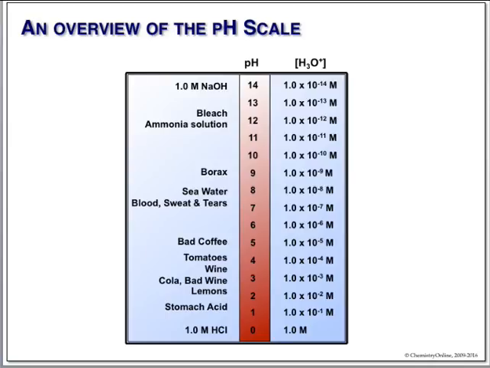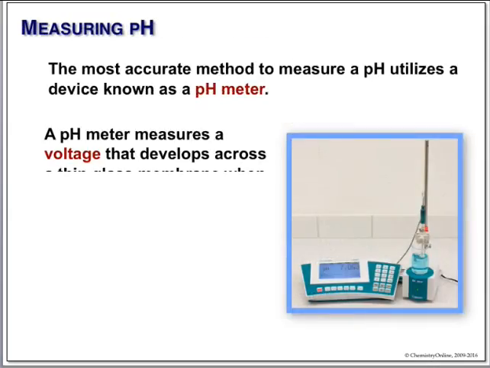Down here we have bad coffee, a little over 5. Cheap red wine is around 3. Stomach acid, amazingly, is about 1.5. Very, very strong acid. How do we measure it in the lab?